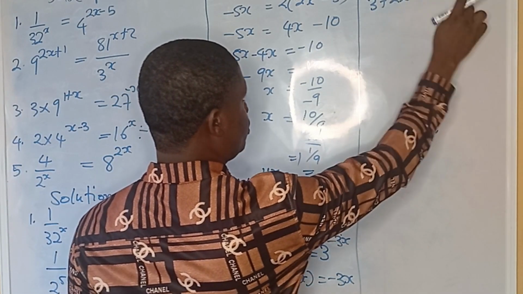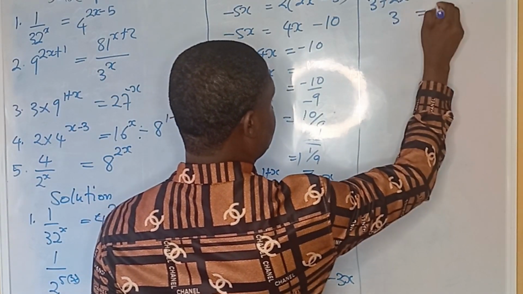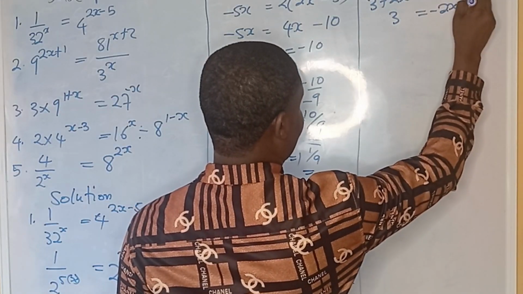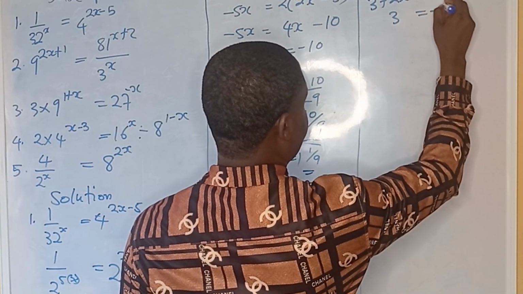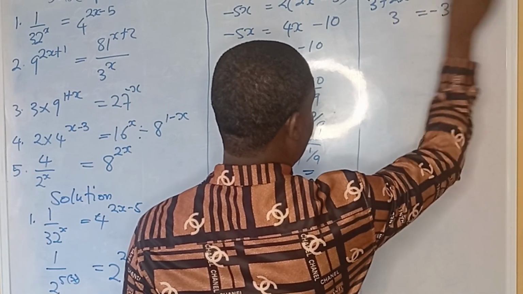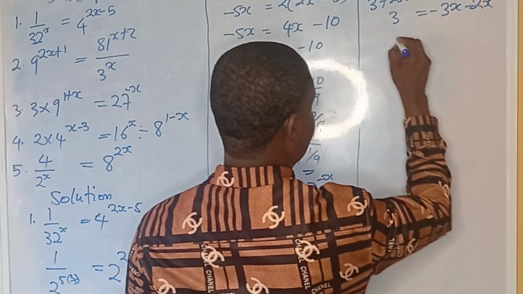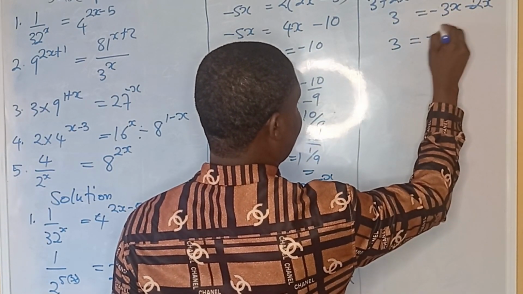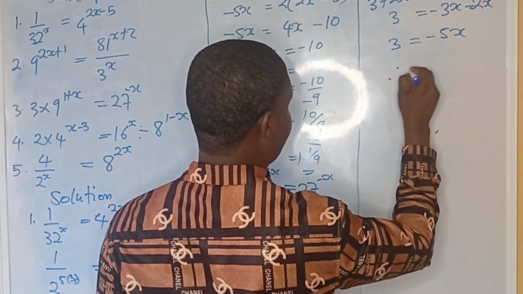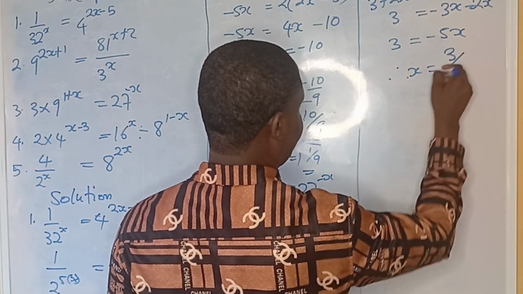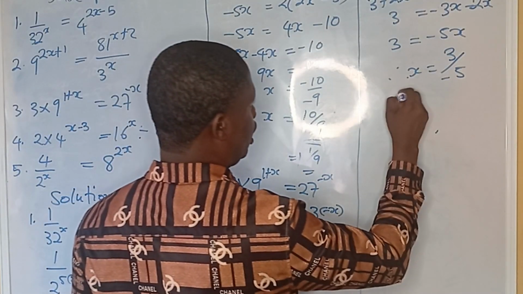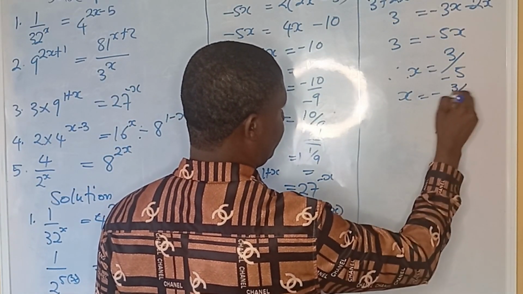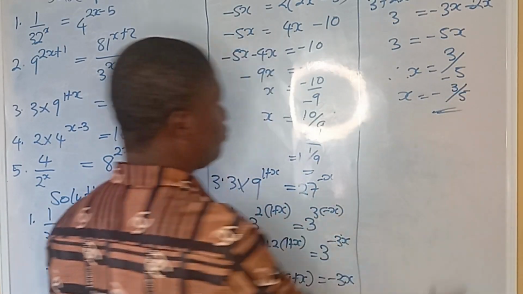Okay, take 2x to this side. We're going to have 3 is equals to minus 2x minus, minus 3x. This minus 3x minus what? 2x. So our 3 is equals to what? Minus 5x. Therefore, our x is equals to 3 over what? Minus 5. Okay, so our x is equals to minus 3 over 5. So this is our answer.